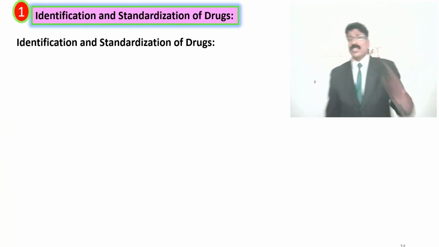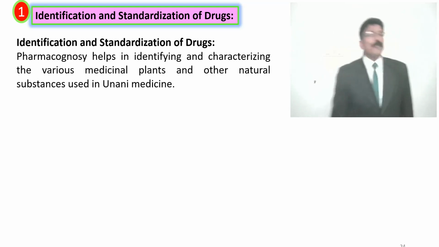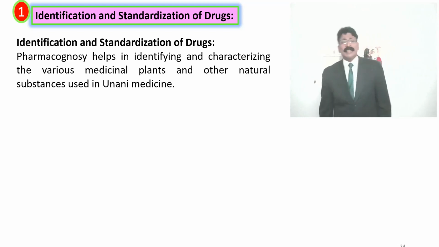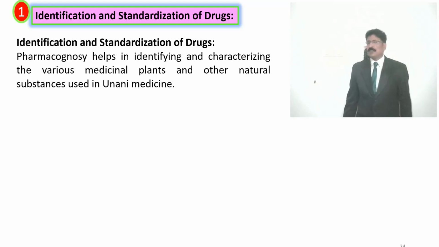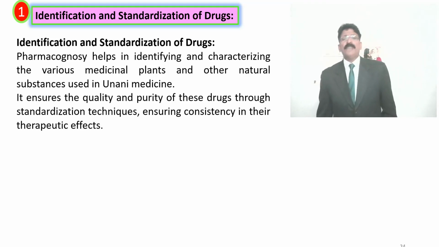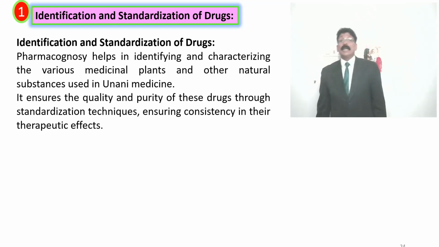In number 1, identification and standardization of drug. Identification and standardization of the drug is an important part which is the role of pharmacognosy. It helps in identifying and characterizing the various medicinal plants used in Unani and other natural substances in Unani medicines. It ensures the quality and purity of these drugs through standardization techniques, ensuring consistency in their therapeutic effect.